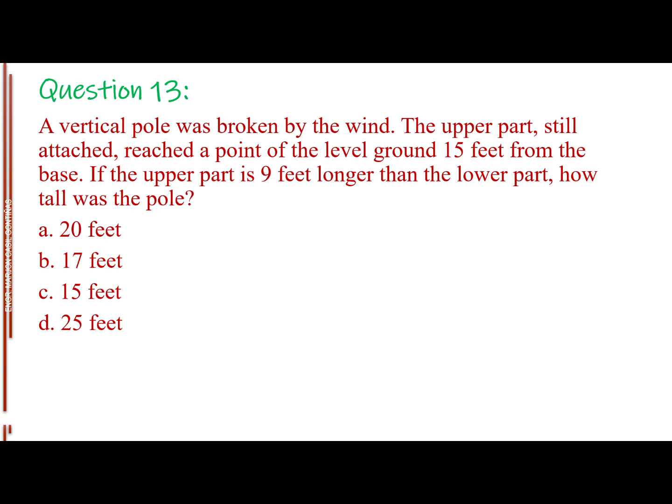A vertical pole was broken by the wind. The upper part, still attached, reached a point of the level ground 15 feet from the base. If the upper part is 9 feet longer than the lower part, how tall was the pole? Letter A, 20 feet, letter B, 17 feet, letter C, 15 feet, letter D, 25 feet. Your timer starts now.